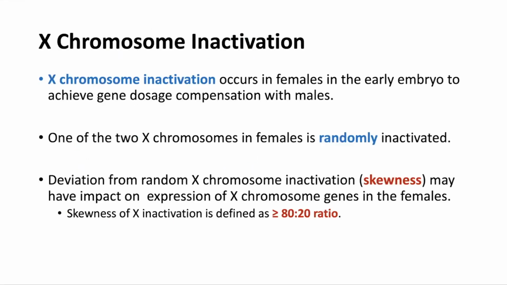Now I'm going to talk about another project. Females with autism have two X chromosomes. X chromosome inactivation occurs early in embryonic development in females to achieve gene dosage compensation with males. This is a random process, and usually one of the two X chromosomes in females is randomly inactivated. Deviation from random X chromosome inactivation, or skewness, sometimes may happen, and it may have an impact on expression of X chromosome genes in females.